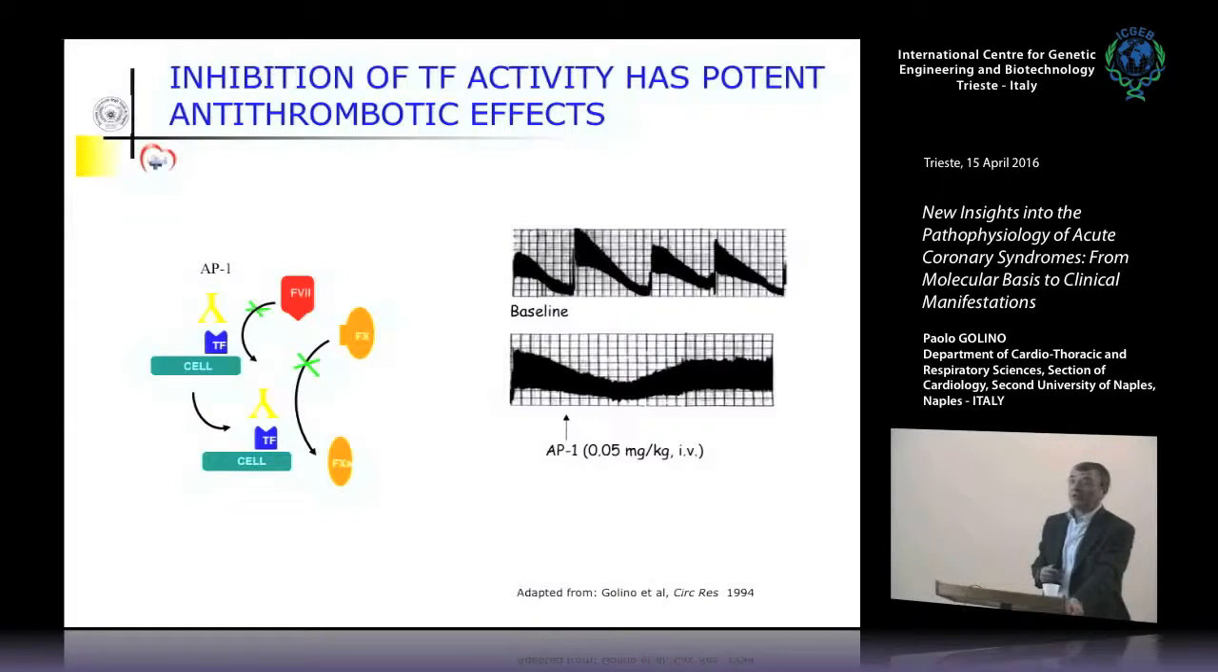The integration between the two systems is demonstrated by the fact that in the same model that I just showed you, if we interfere with the function of tissue factor, in this case by giving a monoclonal antibody that prevents binding of factor 7 to tissue factor, with this kind of intervention we also get a potent antithrombotic effect in the experimental animal. So not only platelets, but also the coagulation is important in this model.